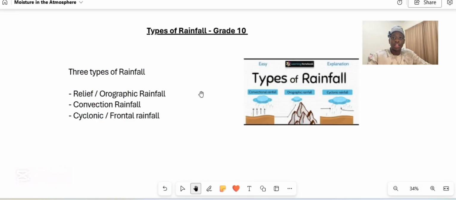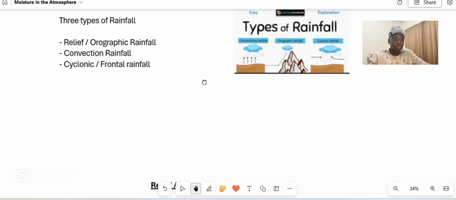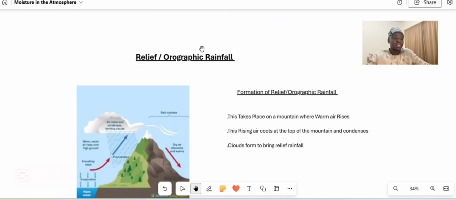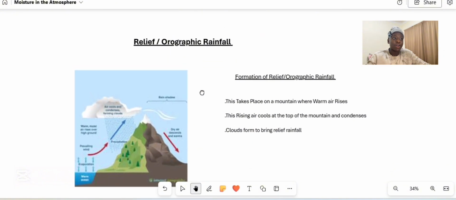Today, as we're here to learn again, we are going to talk about the types of rainfall. We have three types of rainfall: the relief or orographic rainfall, the convectional rainfall, and the cyclonic or frontal rainfall. So, let's get more into them. We're going to start with the relief or orographic rainfall.